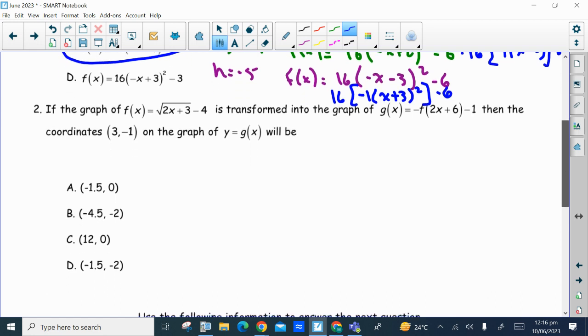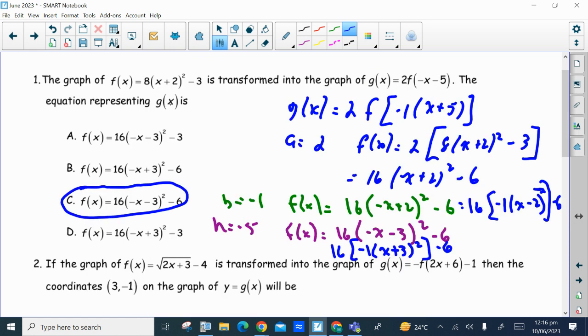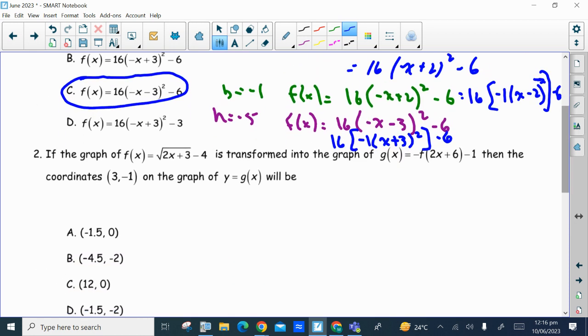Number 2, same type of question. You're starting with f of x, and g is a transformation of f. The coordinates 3, -1 on the graph of y equals f of x, then the coordinates 3, -1 on the graph of y equals g of x will be what? So this is saying that the point 3, -1 is on the original graph. And you could see that if you let x equal 3, 2 times 3 is 6, plus 3 is 9, square root of that is 3, take away 4 gives you the -1. So what will that point become after that transformation?